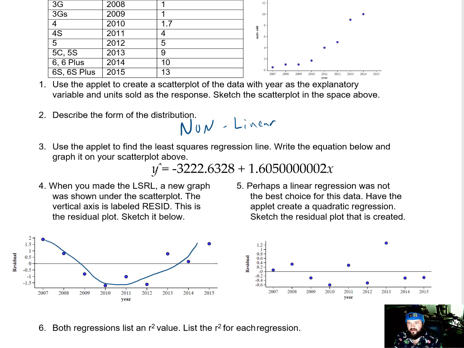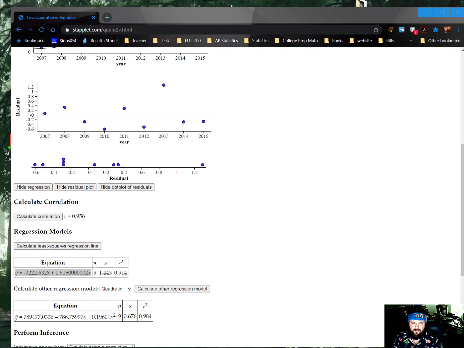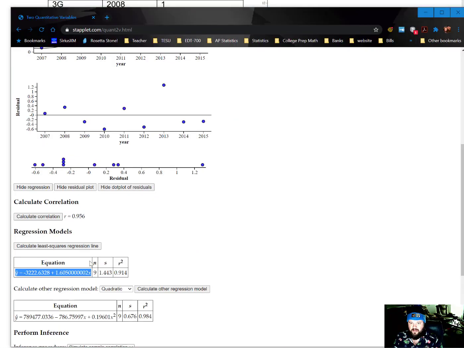It's actually given an actual shape overall. However, then it wanted us to go back and do the residual plot using a quadratic regression. So instead of doing the linear least squares regression line, let's do quadratic. So you can go down here underneath this, calculate other regression, quadratic, calculate the regression model, and it will give you this setup, okay? In which case it gave us that.